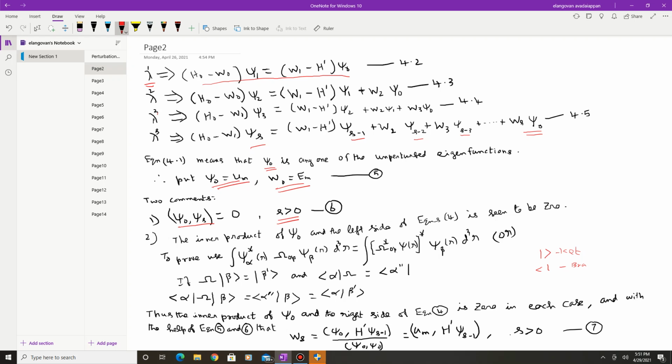So omega operating on beta gives beta prime, and omega operating on the conjugate, the bra function, gives alpha double prime. So this is omega, the alpha beta. This is equal to, if you operate on this side, alpha double prime beta, and if you operate on the right side, you will get beta prime, so alpha beta. So they all are equal. This is a Dirac notation, and this is the integral representation.